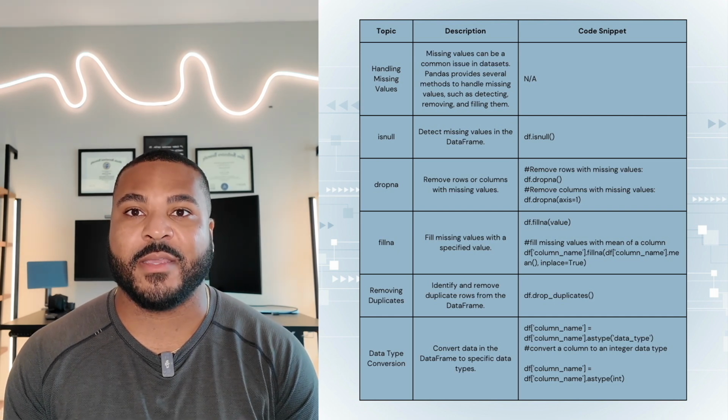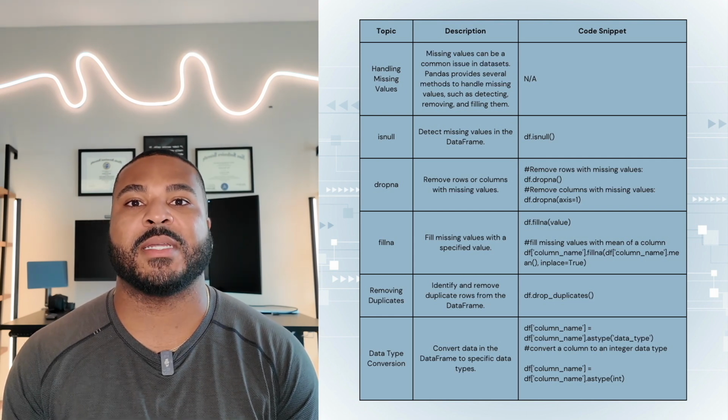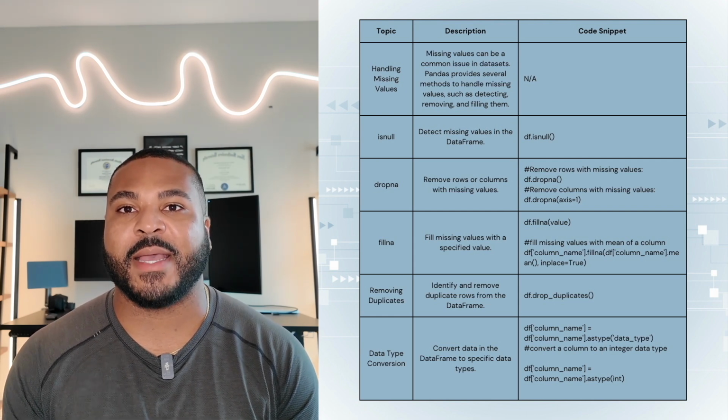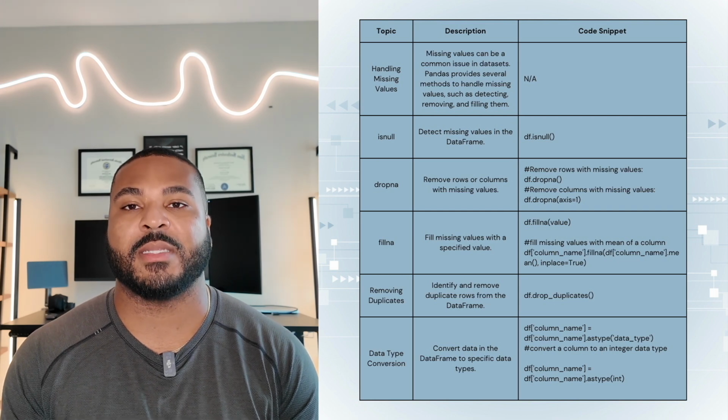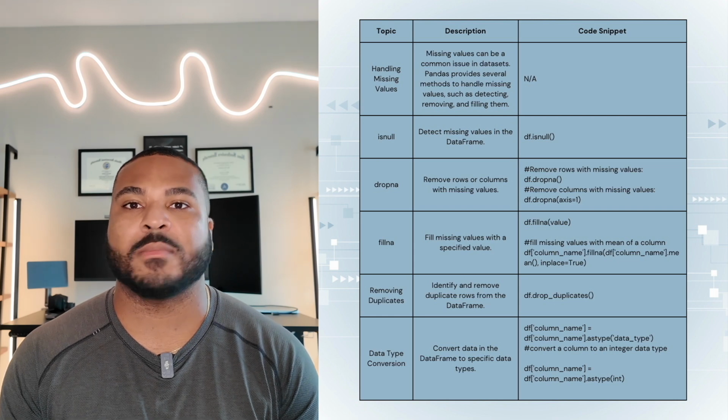To detect missing values in your data frame, you can use the isnull method. This method returns a data frame of the same shape as the original, with Boolean values indicating whether each element is missing, displayed as true, or not, displayed as false.